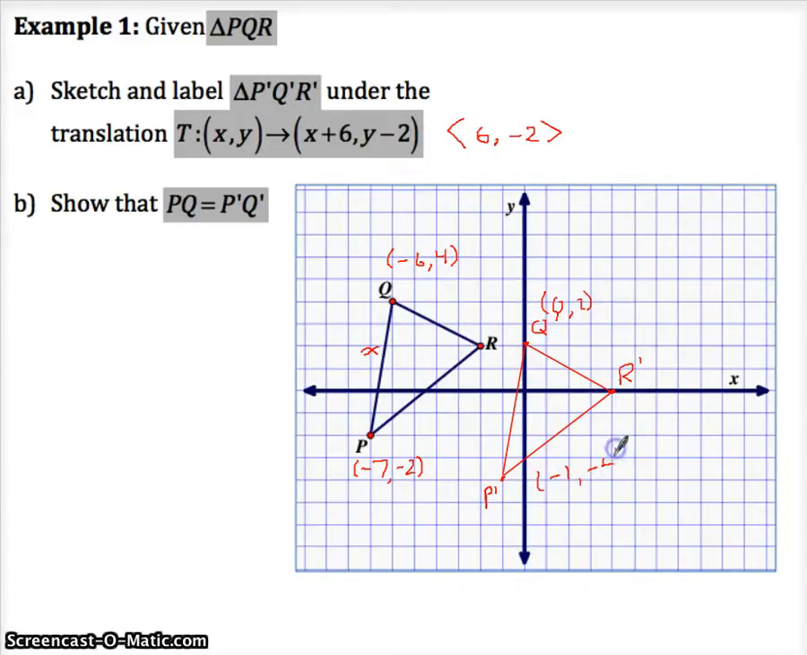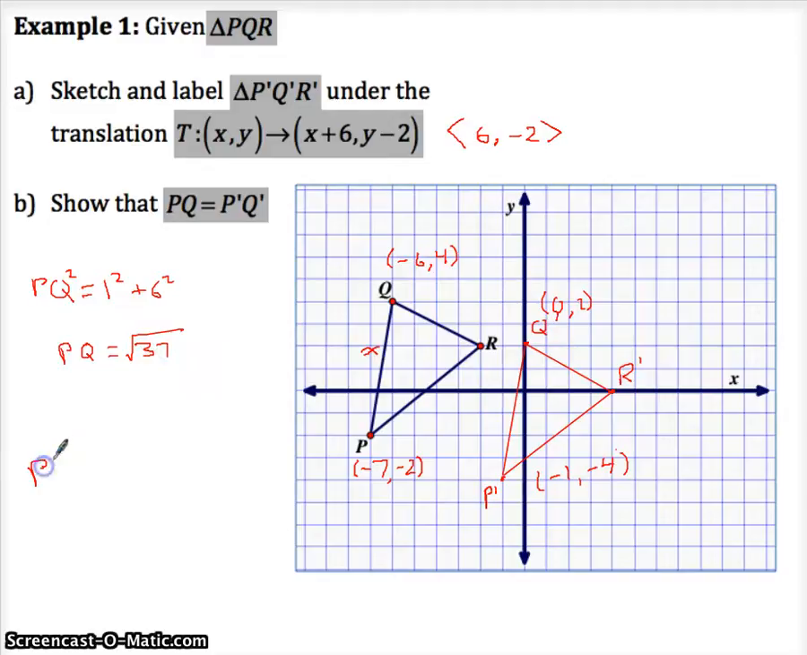All right, are these distances all the same? Well, the distance from P to Q, if I did my Pythagorean theorem stuff on this, this is 1, this is 6, so we got 1 squared plus 6 squared equals PQ squared, so PQ is the square root of 37, in my head.